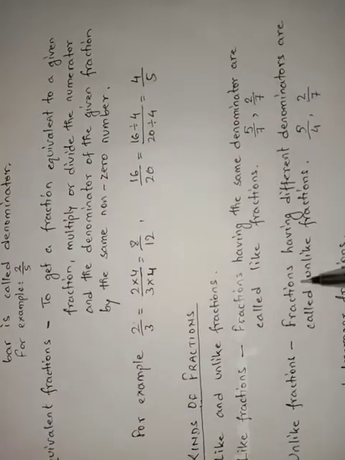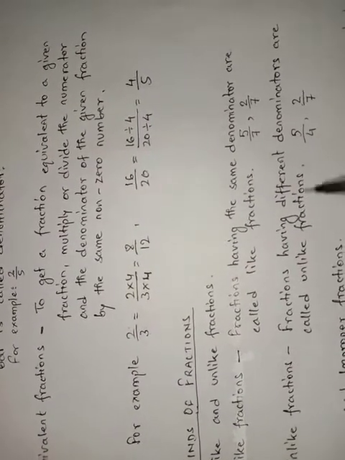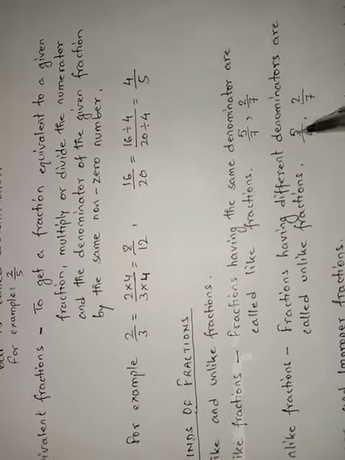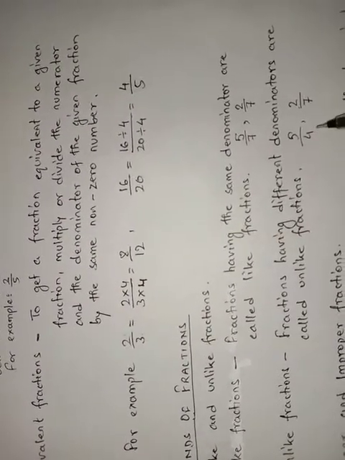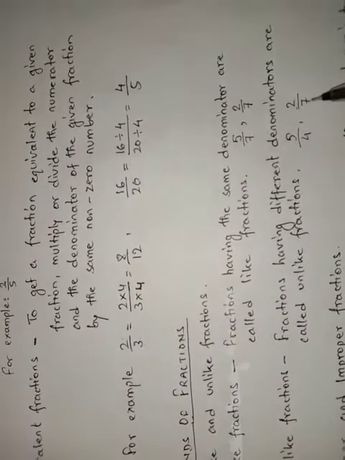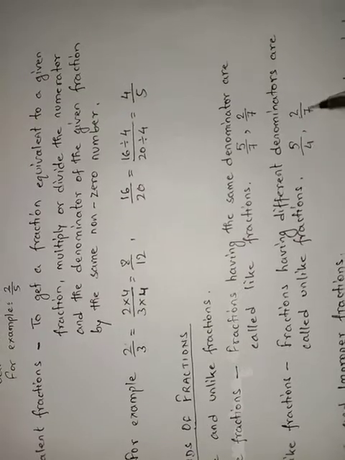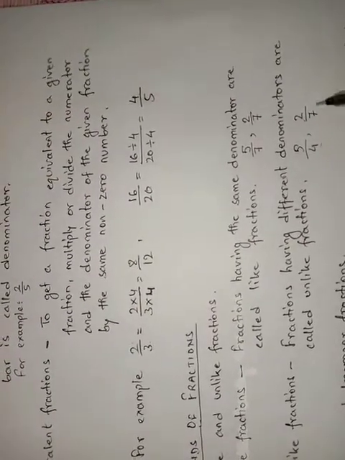Whereas fractions having different denominators are called unlike fractions. For example, here we have two different fractions, that is 5 by 4 and 2 by 7, where the denominators are also different. Here we have 4 in the denominator, whereas here we have 7. So because the denominators are different in both these fractions, we will call them unlike fractions.